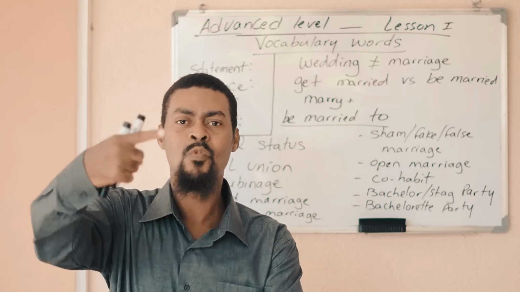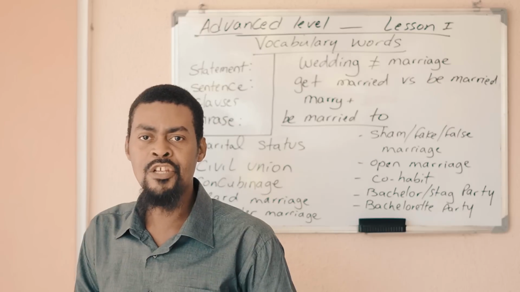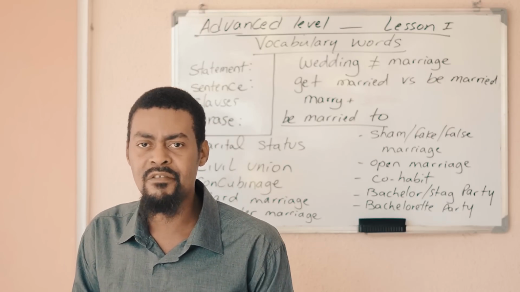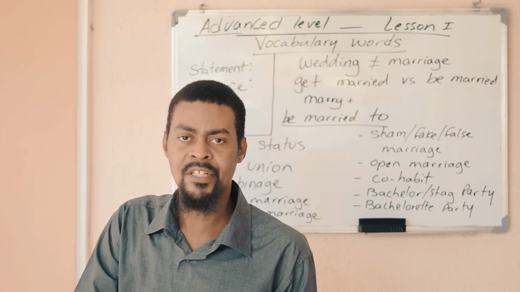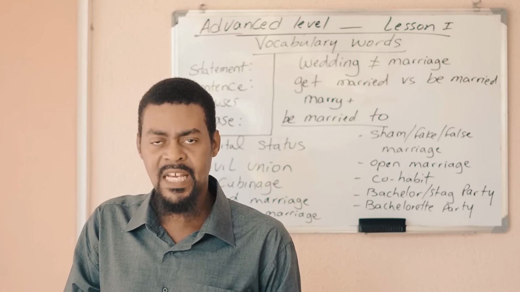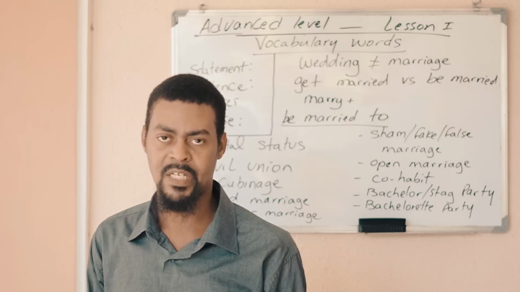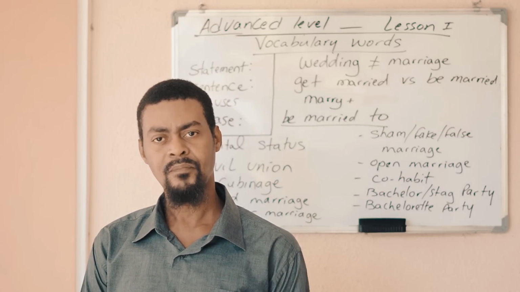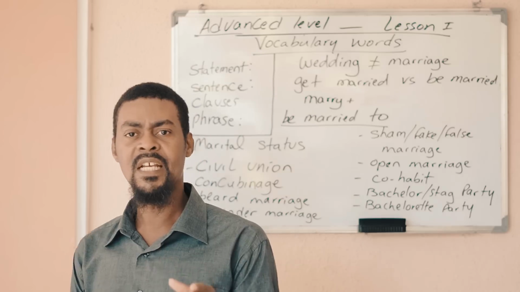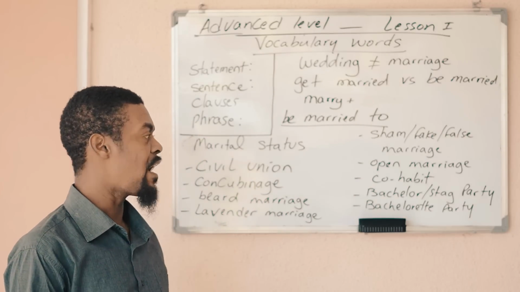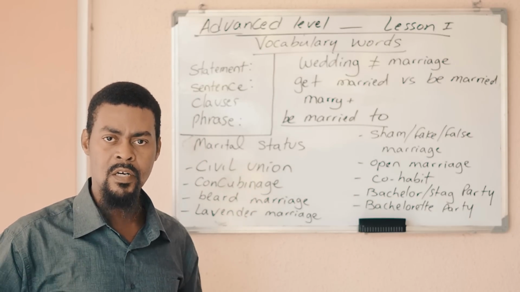But get married is what happens to you, just like you get tired, you get sad, you get hungry, and so on. You become tired. You become hungry. So John is going to get married next week. That means John is going to become a husband next week, or a wife, I don't know. See? So this is get married. And be married, this is the life, the state, the way you are, what you're living.